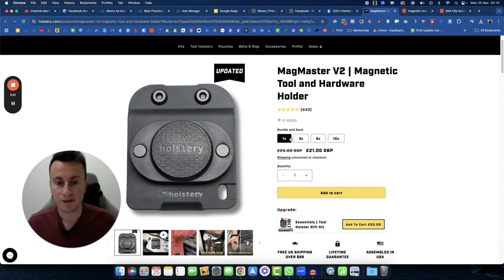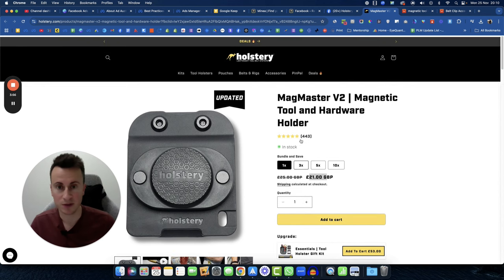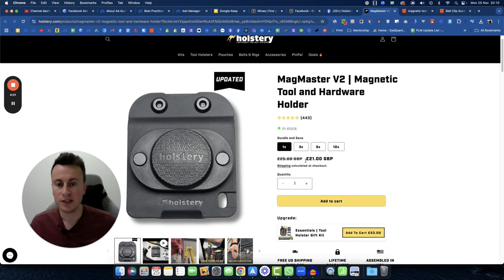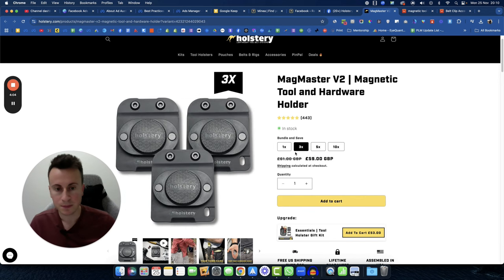So these guys have got different bundle offers. One will set you back £21, plus shipping too. They only do free shipping, I believe, at $99 and over. So looking at $25 plus shipping. And then for three of these things, you're looking at £59.